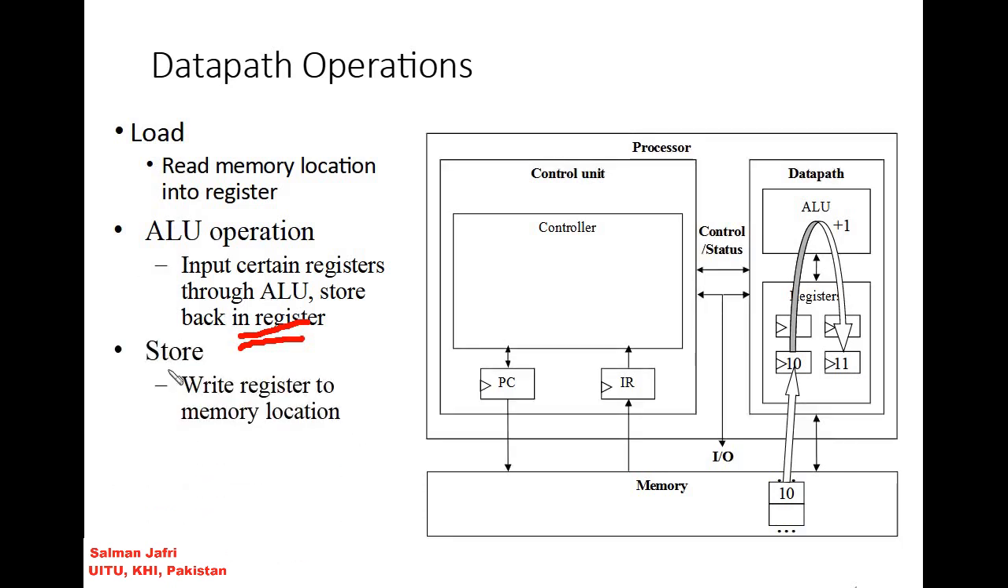Afterwards, we can have a store operation in which we write the register to a memory location. So in a store operation, the value would move from an internal register to a memory location. So this completes the store operation. So it is a quick overview of some of the data path operations that we can have.